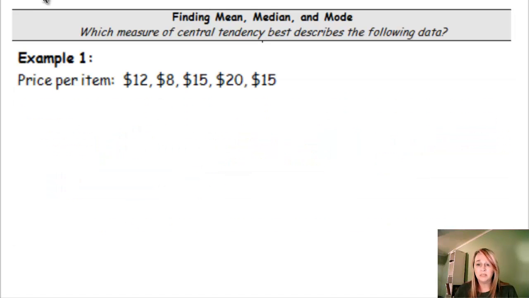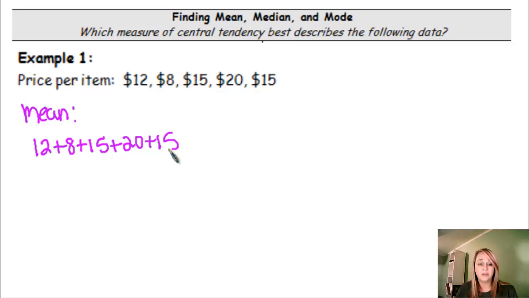So let's find mean, median, and mode, and then answer this question: which measure of central tendency best describes the following data? So first we're going to find mean, median, and mode. To find the mean, we're just going to add everything up and divide by the number of values. So we're going to take 12 plus 8 plus 15 plus 20 plus another 15 and divide it by 5, because there are 1, 2, 3, 4, 5 data values.